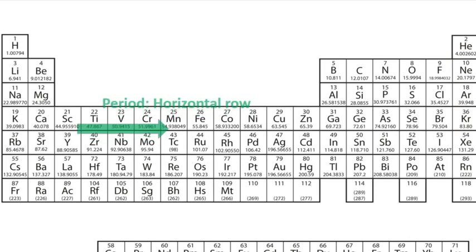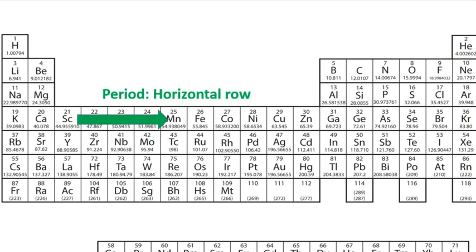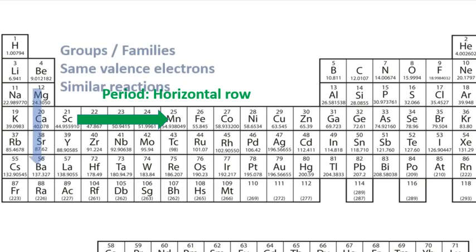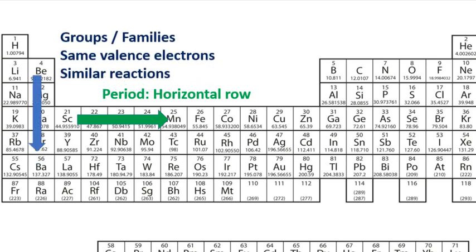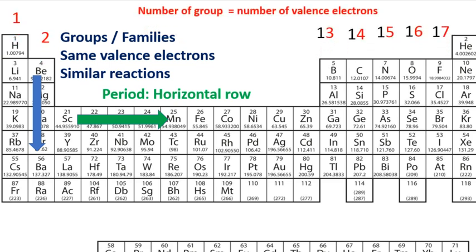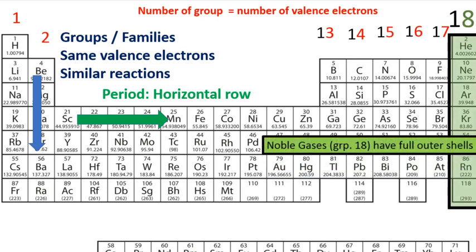So to review, we have horizontal rows that are called periods that increase from left to right. We have groups or families of columns that have the same valence electrons and react in a similar way. We can determine the number of valence electrons by the group number. And we have a special group, group 18, called the noble gases, that have full outer shells of electrons.